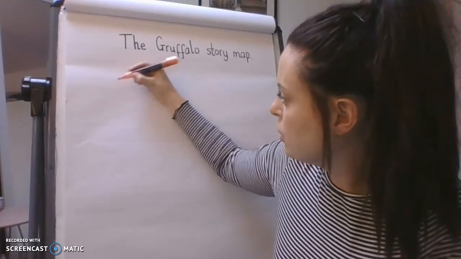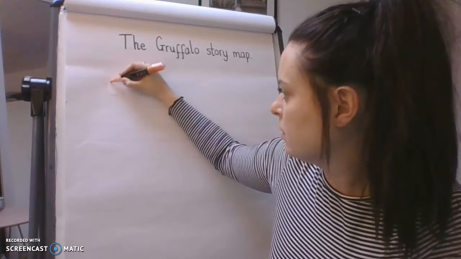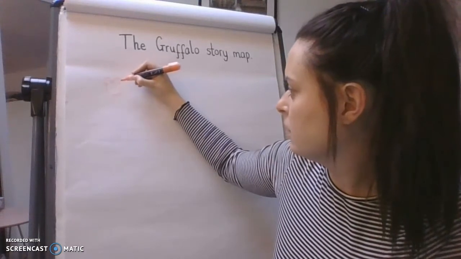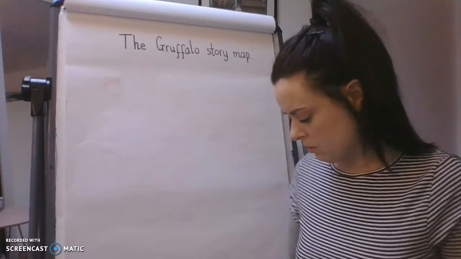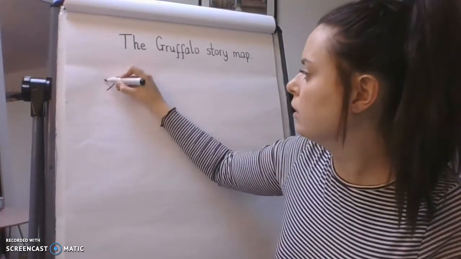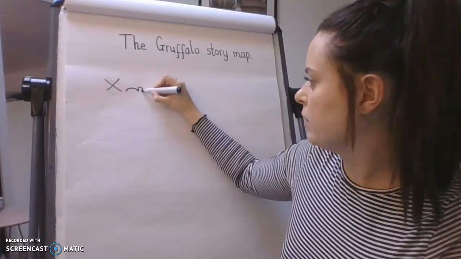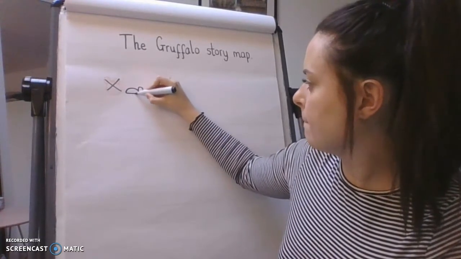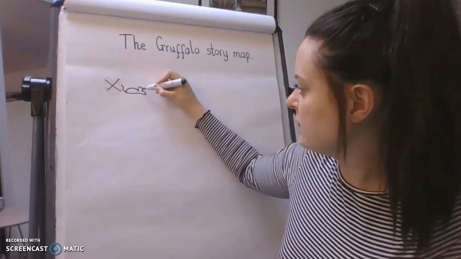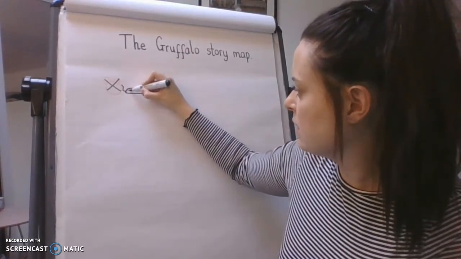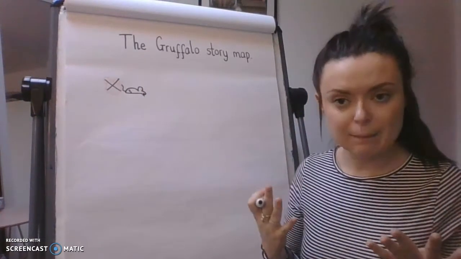So I'm going to draw my mouse here. Oh, you can't really see that, can you? What I'll do is I'll cross that out and I'll do it in black. Do you see that a bit better? Yeah, that's much better, isn't it? So we've got its tail, it's got its big ears and its whiskers. That is the main character, the mouse. And the mouse was going in the deep, dark woods.